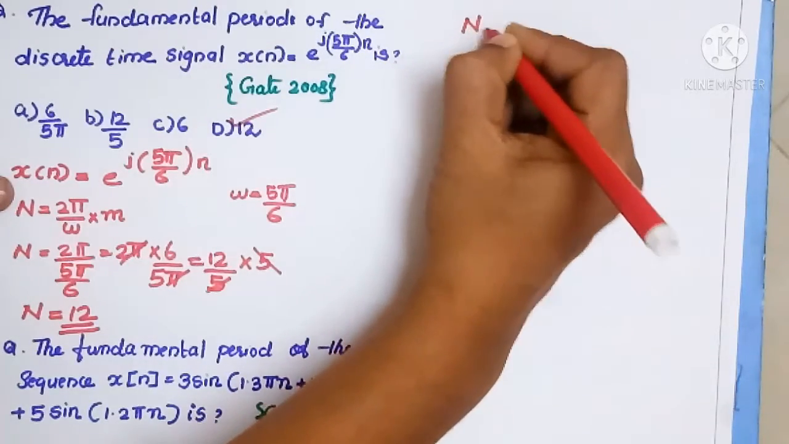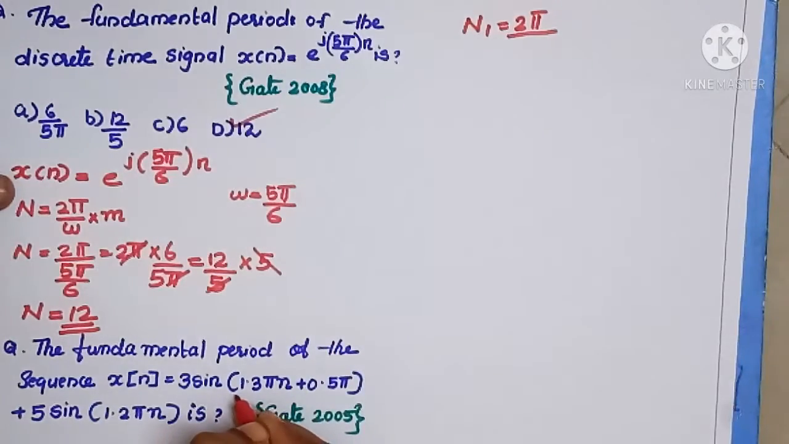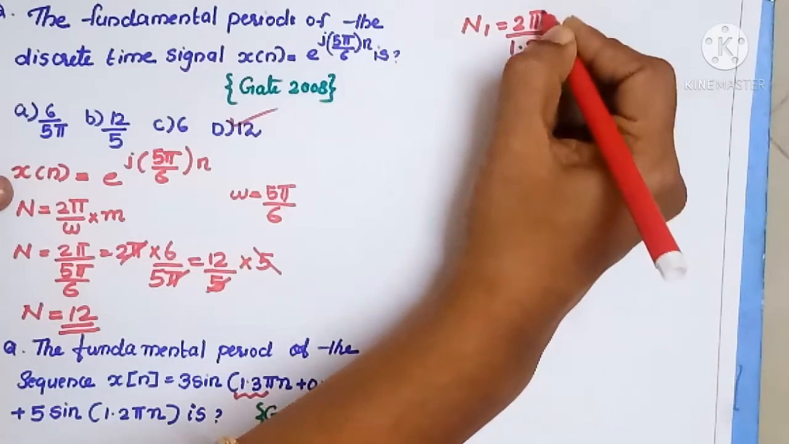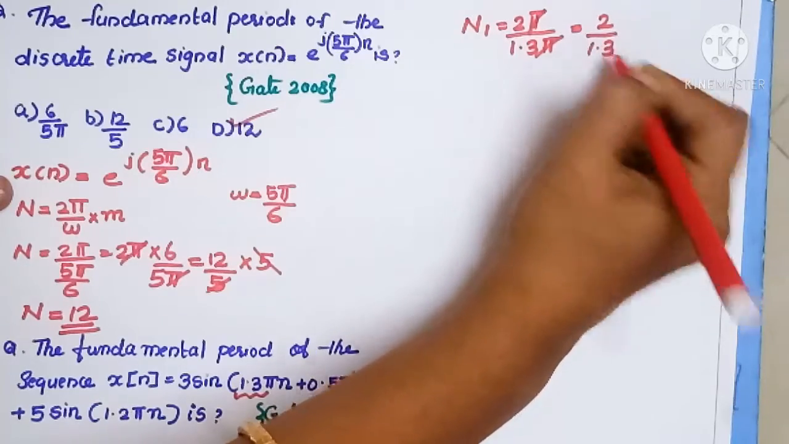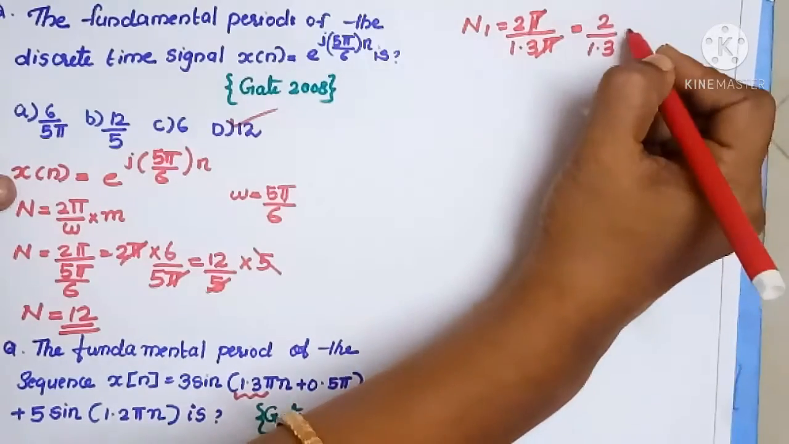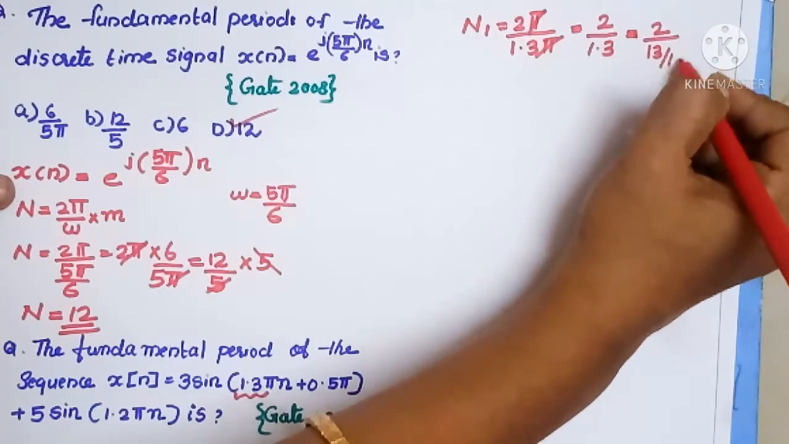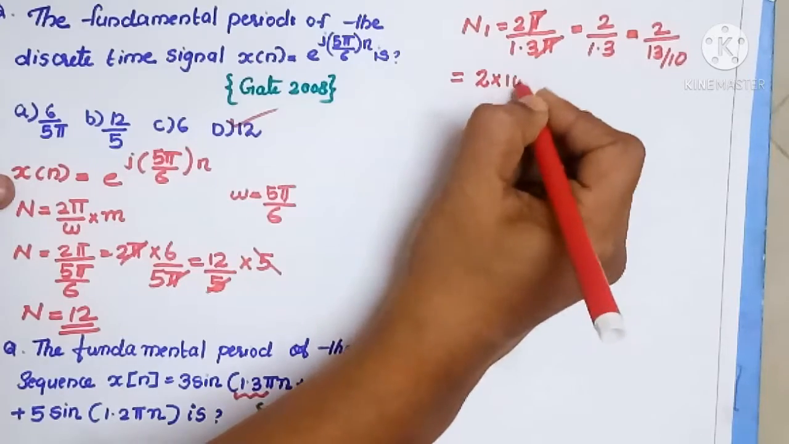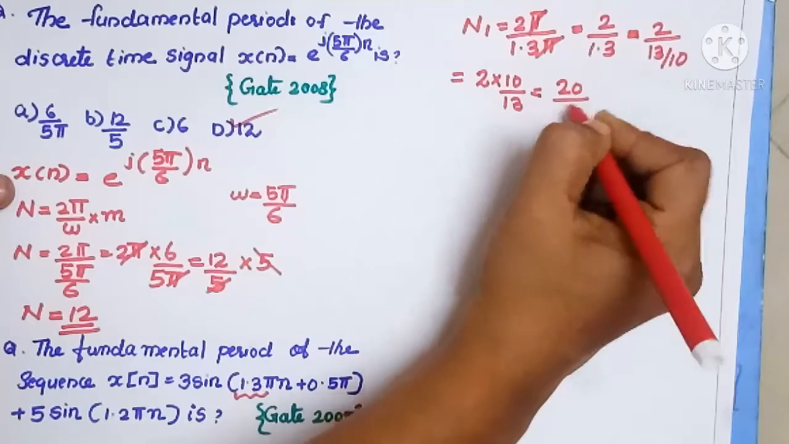Here we can write N1 equal to 2 pi by omega 1. What is the omega 1 value? 1.3 pi. So pi cancels, and you will get 2 by 1.3. Also it can be written as 2 by 13 by 10. It can also be written as 2 into 10 by 13. So you got 20 by 13.